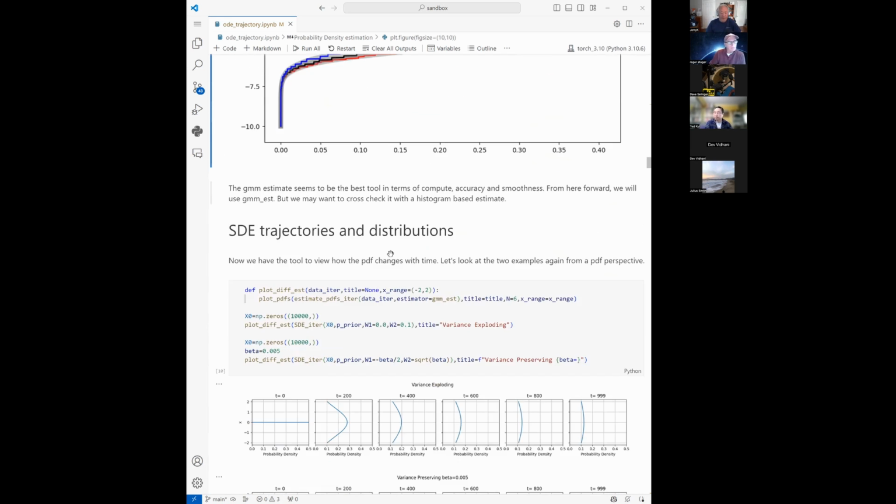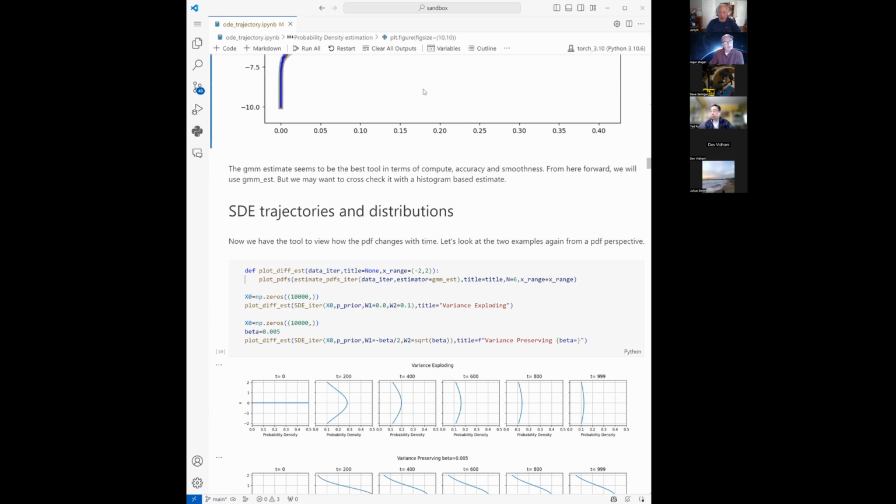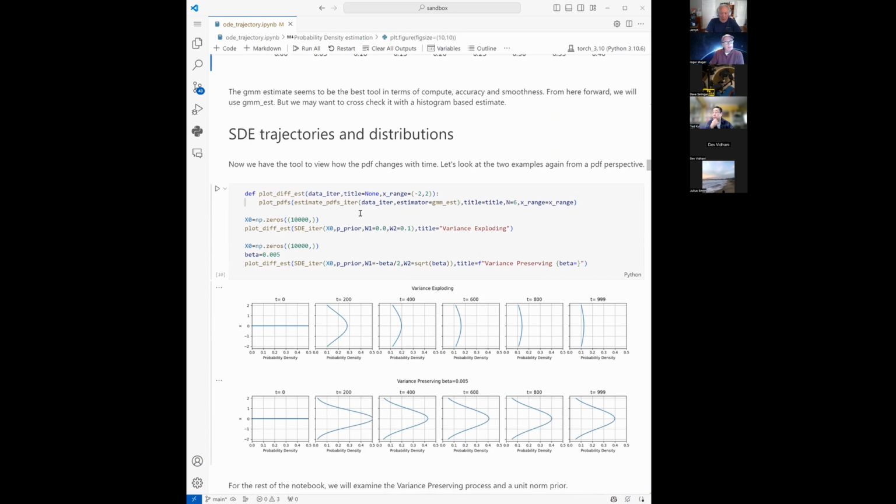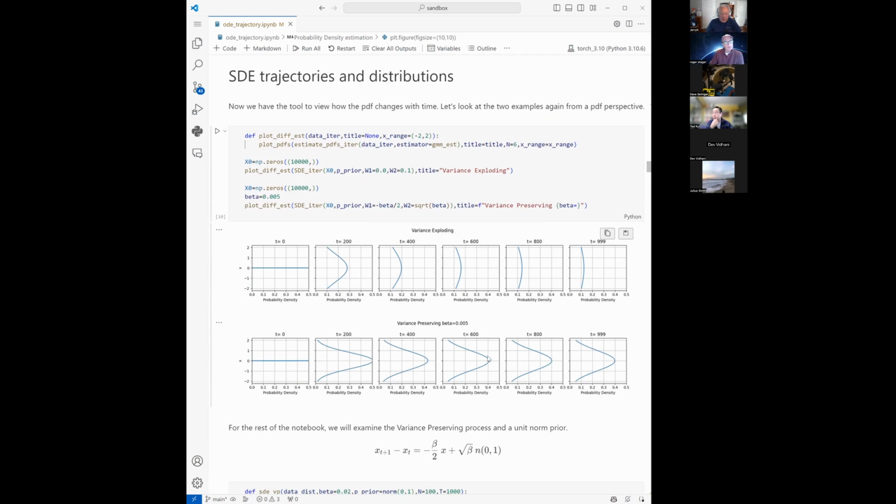Okay. So now that we have that tool available to us, I went back and looked at some of these other distributions. This is just looking at the variance exploding and variance preserving using a PDF estimate. For time 0 to 100 up to 999, I'm running an estimate of the PDF, probability density function, at each point in time. Does that make sense, what I'm plotting here?